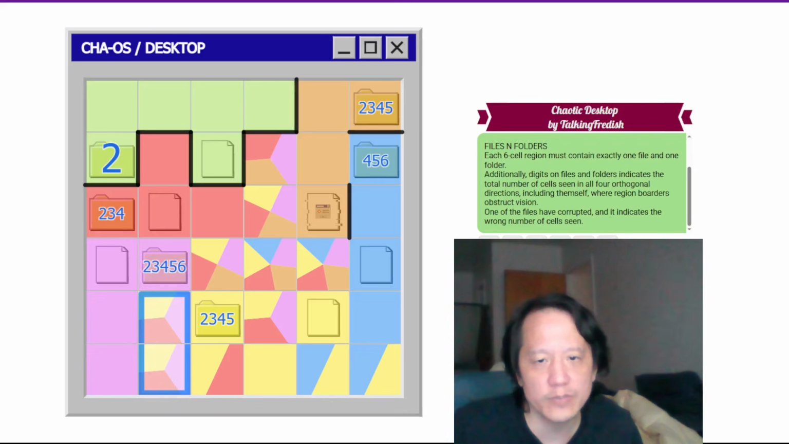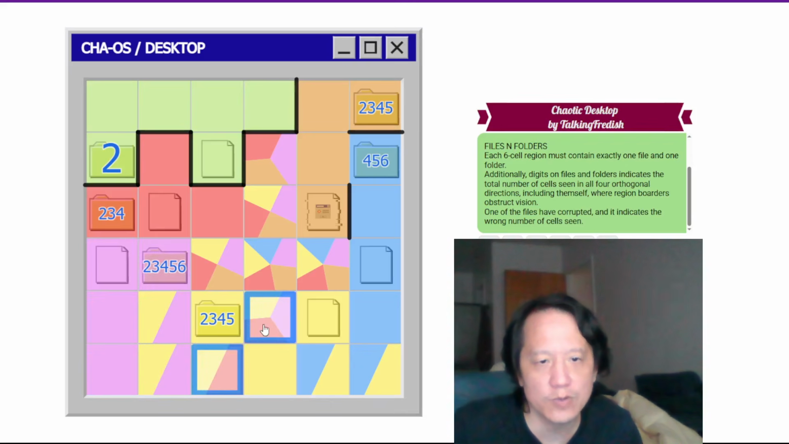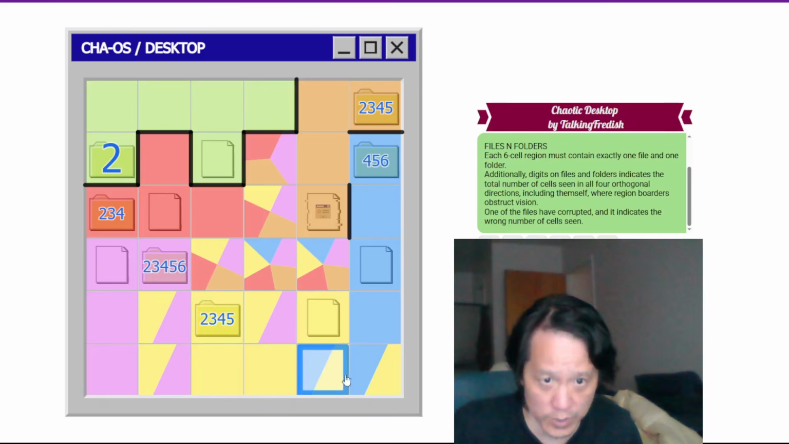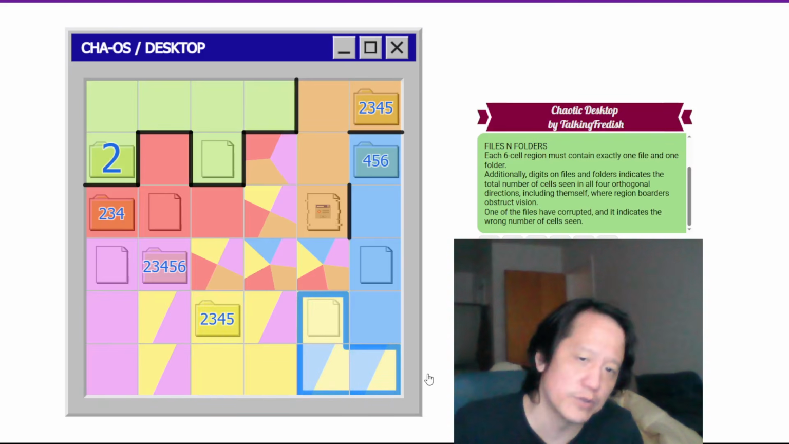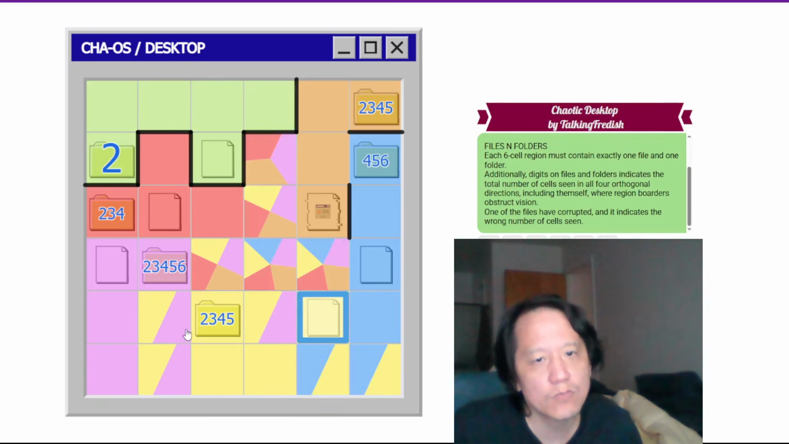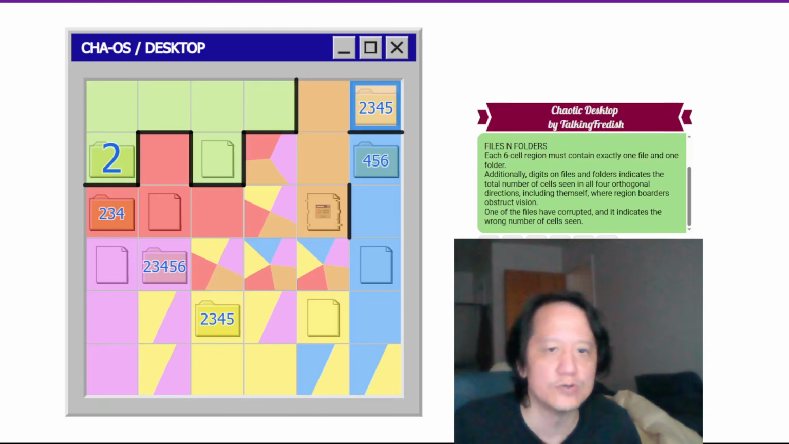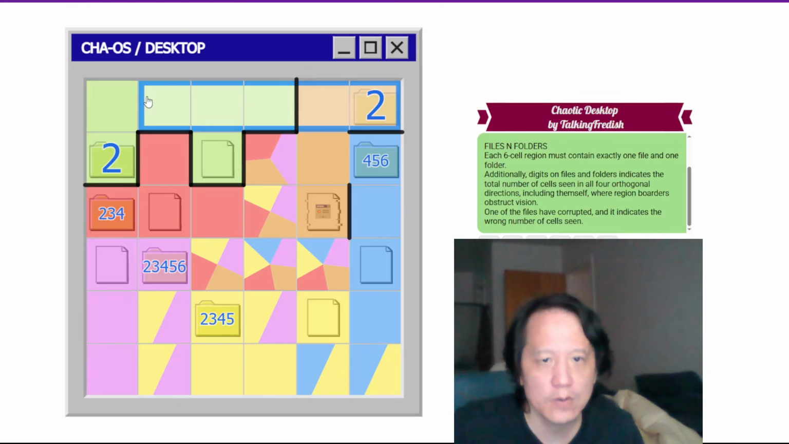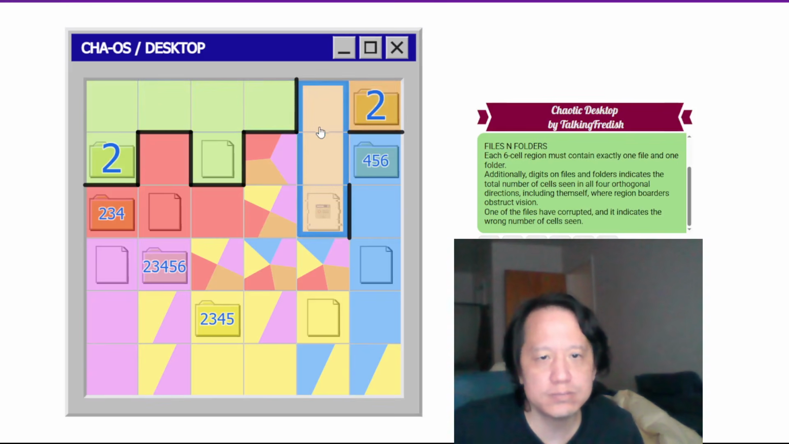Obviously, these can't be red. These can't be red. So we have yellow, yellow, yellow. That's 4 yellows, so it cannot be... It could be yellow, yellow there, technically. This sees 2. This is going to have to see at least 4.